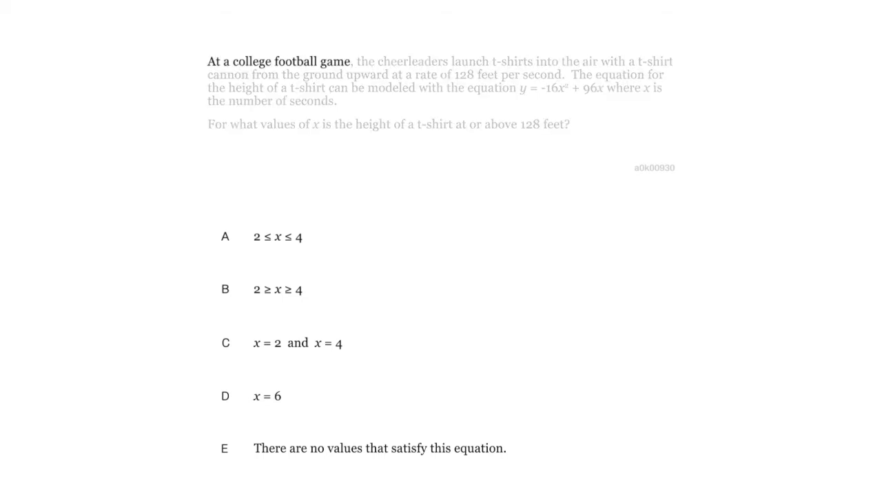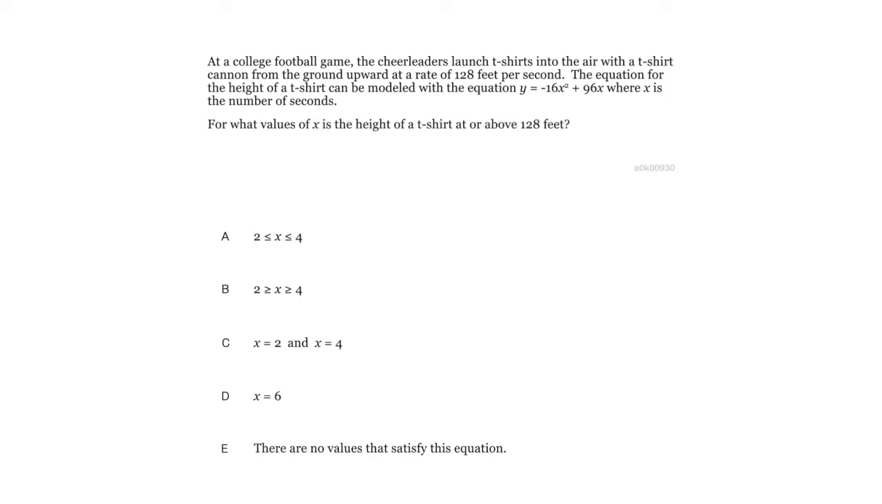At a college football game, the cheerleaders launched T-shirts into the air with a T-shirt cannon from the ground upward at a rate of 128 feet per second. The equation for the height of a T-shirt can be modeled with the equation y equals negative 16x squared plus 96x, where x is the number of seconds. For what values of x is the height of a T-shirt at or above 128 feet?